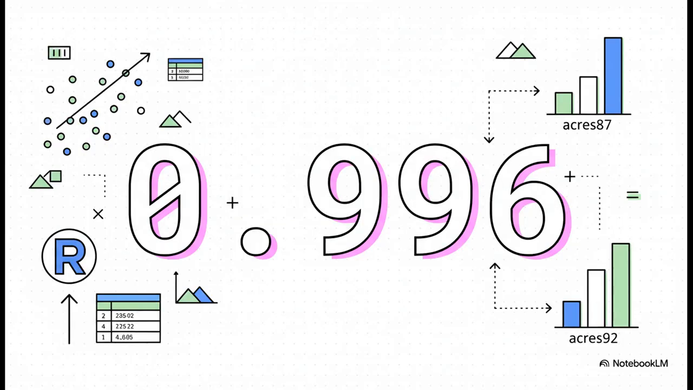And what do we find when we check? Wow, a correlation of nearly 0.996. That is an unbelievably strong positive relationship. It's about as close to a perfect one-to-one correlation as you'll ever see in the real world. This tells us we've hit the jackpot. Acres 87 is a fantastic predictor for acres 92.